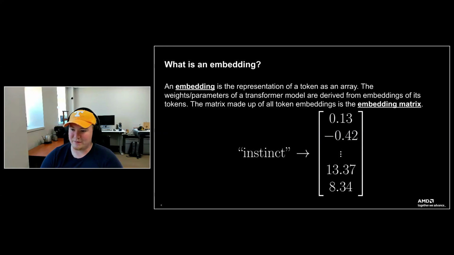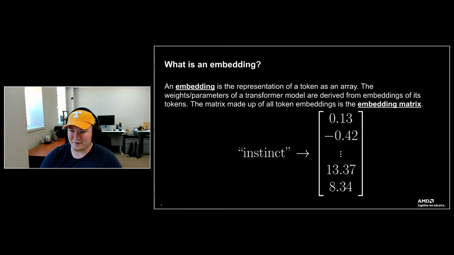And exactly how many rows are in this vector depends on the particular model. You may have heard, for example, Llama 3 has an 8 billion parameter variant and a 70 billion parameter variant. And one factor that influences that number of parameters is how many rows are in an embedding vector for a given token. And we can actually think about this space of token embeddings as having a certain sort of dimensionality to it.